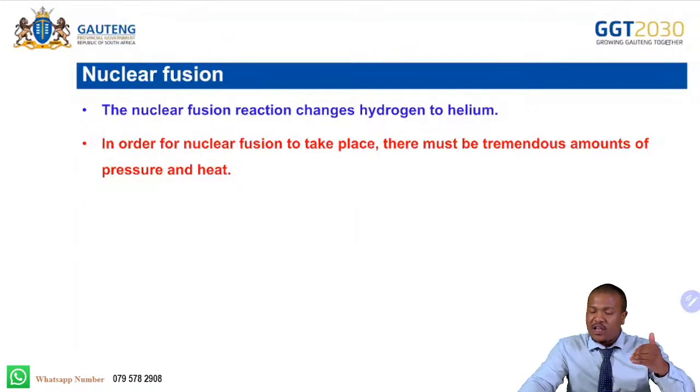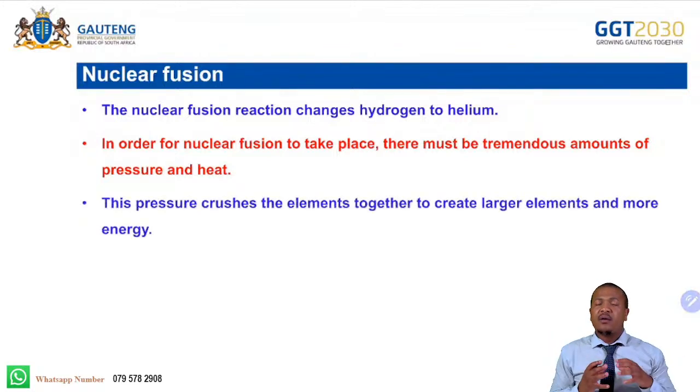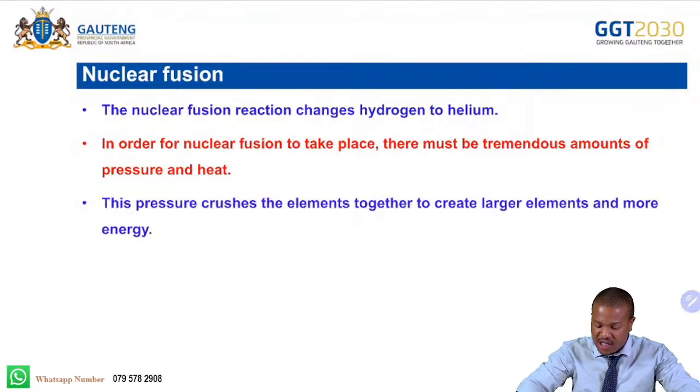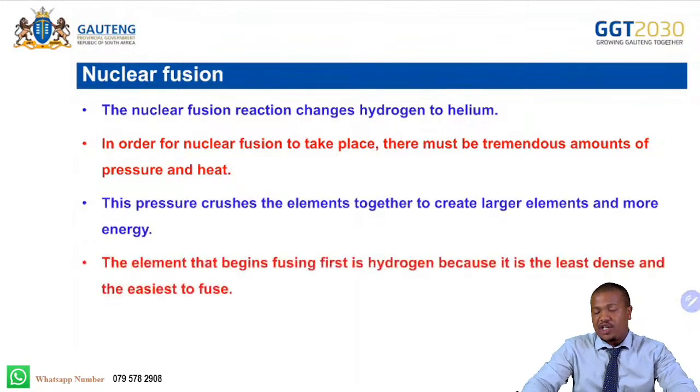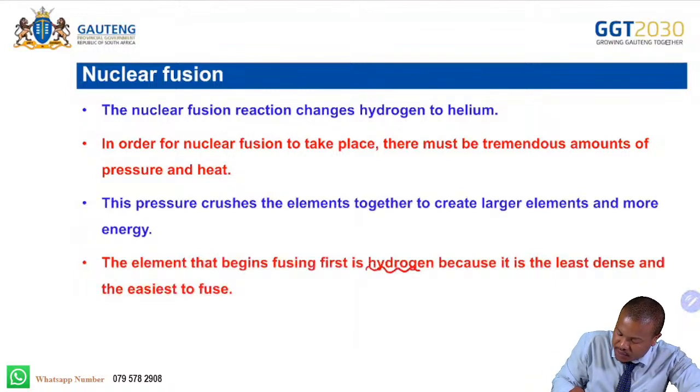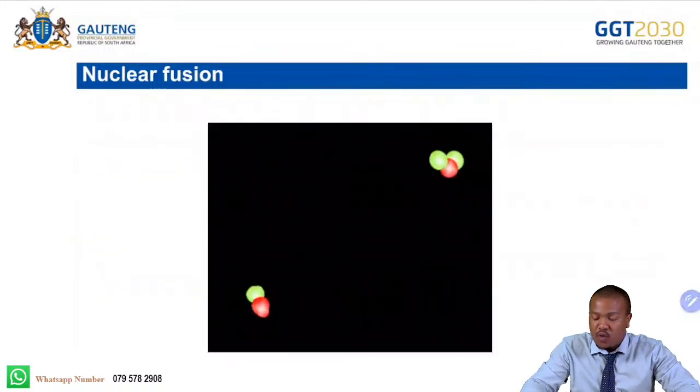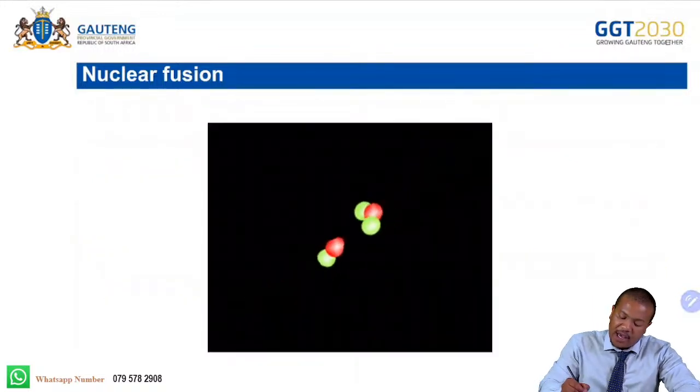So in order for nuclear fusion to take place, there must be tremendous amounts of pressure and heat, right? So more and more bumping of these gas particles is required so that nuclear fusion is allowed efficiently, right? So this pressure crushes the elements together to create larger elements and more energy. And the element that begins fusing first is hydrogen, right? Because it is the least dense and the easiest to fuse, right? So this is what happens, right?